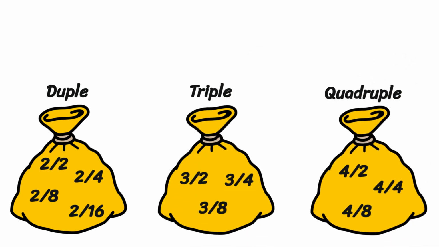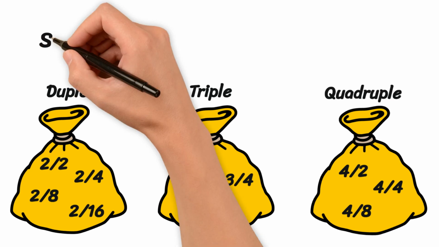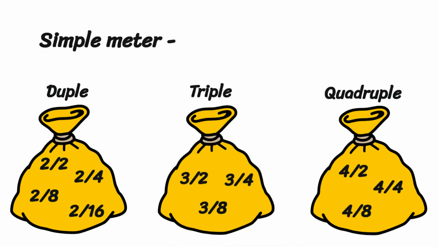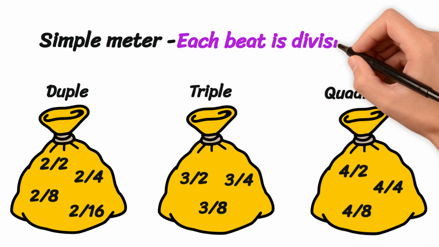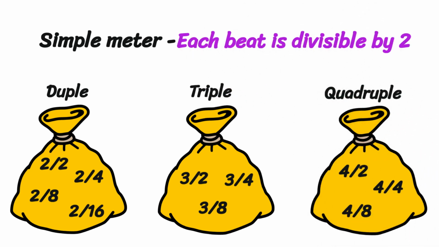These are simple meters because each beat is divisible by 2. This means that every beat can be divided into 2 smaller units. For example, a half note can be divided into 2 quarter notes.